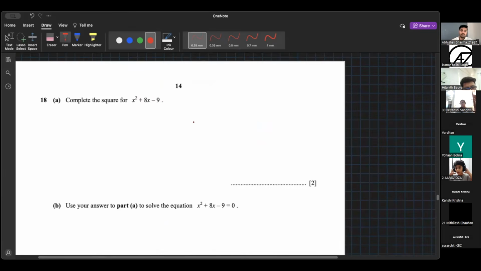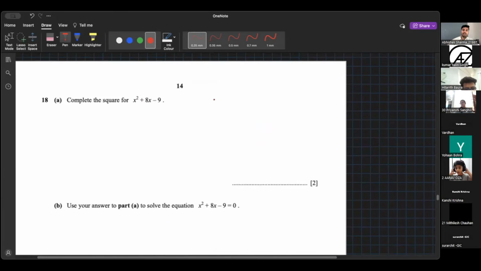Okay. Question number 18. It says complete the square for x square plus 8x minus 9. Now completing the square is a form. To get the form, we have to add and subtract b by 2 the whole square. The value of b is 8, so it is going to be 8 upon 2 the whole square, that is 4 square, which equals 16. That means we have to write x square plus 8x plus 16 minus 9 minus 16. What we did? We added and subtracted 16, to get the completing the square form.